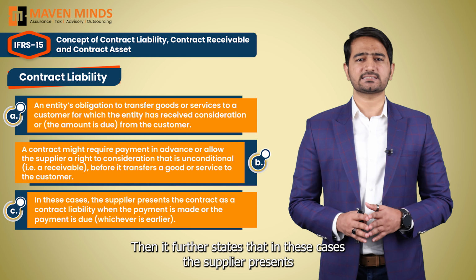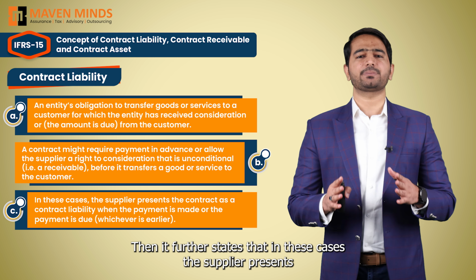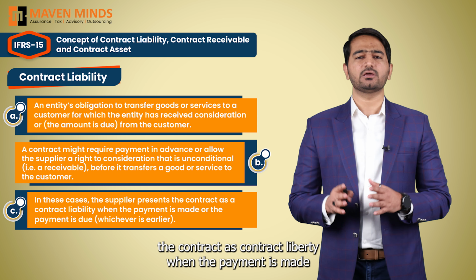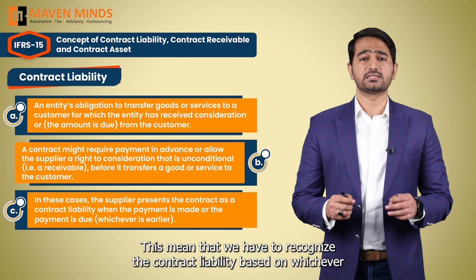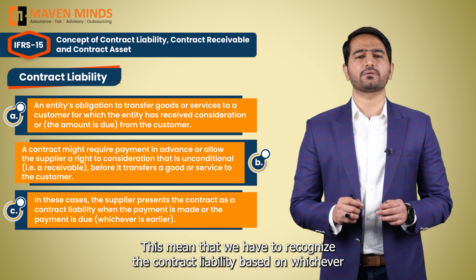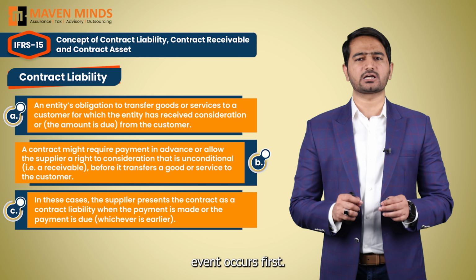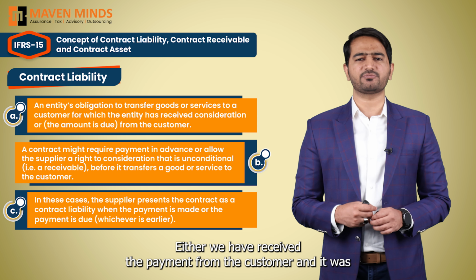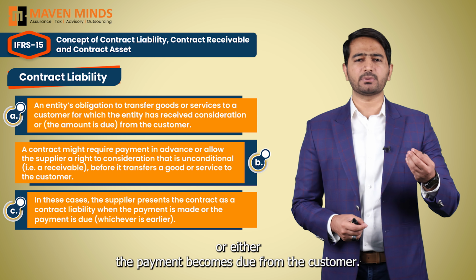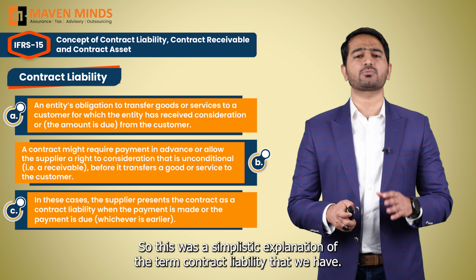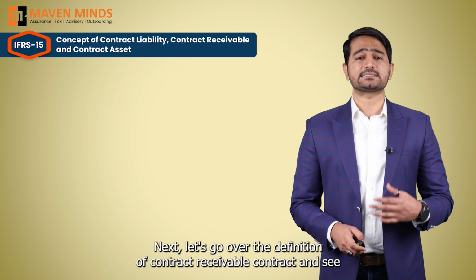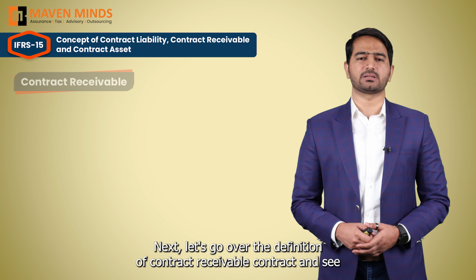Then it further states that in these cases, the supplier presents the contract as a contract liability when the payment is made or when the payment is due, whichever is earlier. This means that we have to recognize the contract liability based on whichever event occurs first. Either we have received the payment from the customer in advance or the payment becomes due from the customer. So this was the simplest explanation of the term contract liability. Next, let's cover the definition of contract receivable.